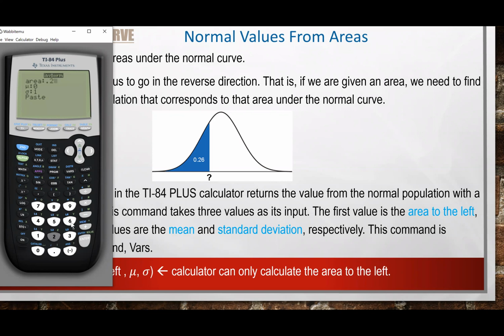And then the mu for us, because it's a standard normal, is 0. And again, the standard deviation is 1. And again, this will give us negative 0.6433. So the z-score will be negative 0.6433.